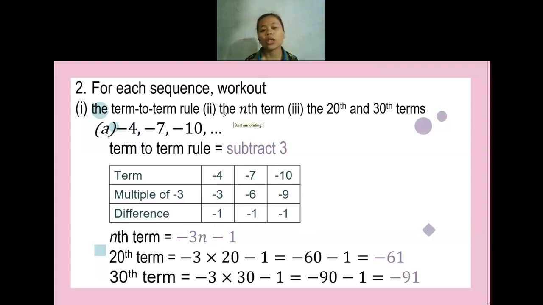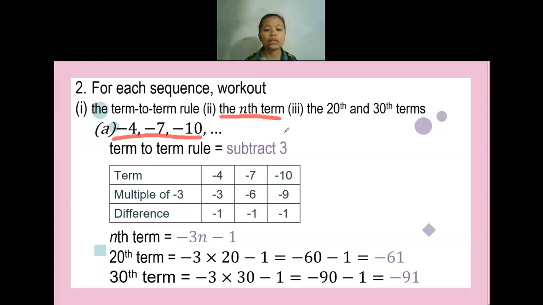For question 2, we need to find the nth term. If we are finding the nth term, we use the same steps as when finding the position to term rule, because the nth term is the shorter way of expressing the position to term rule. So we can replace the position number with the letter n. That's why there is an nth term here. So we will make a table again. The terms will be -4, -7, -10. We got it from the question here. The sequence is -4, -7, -10.